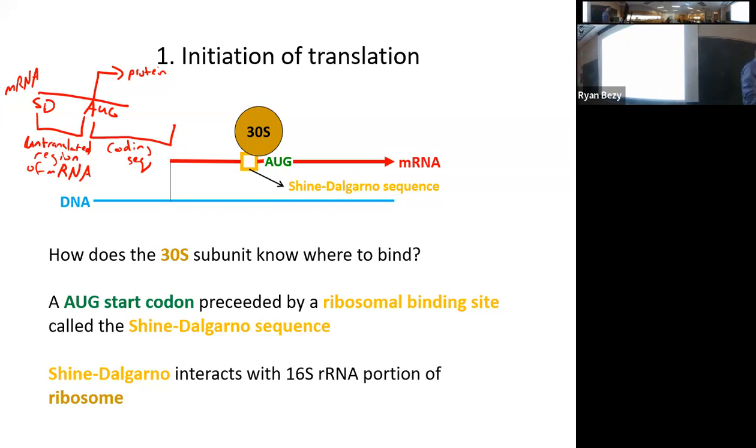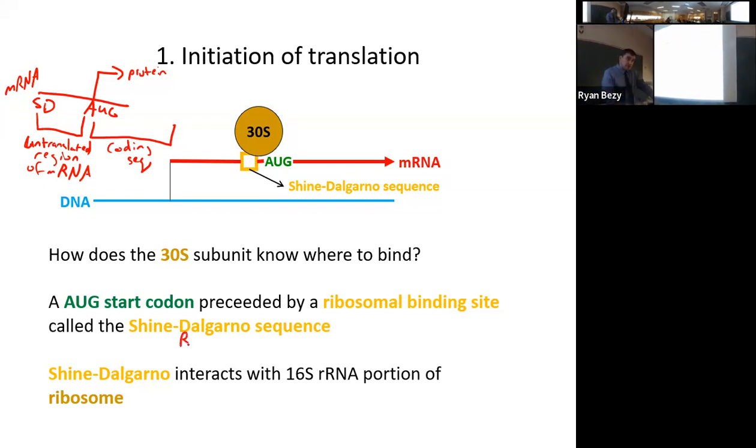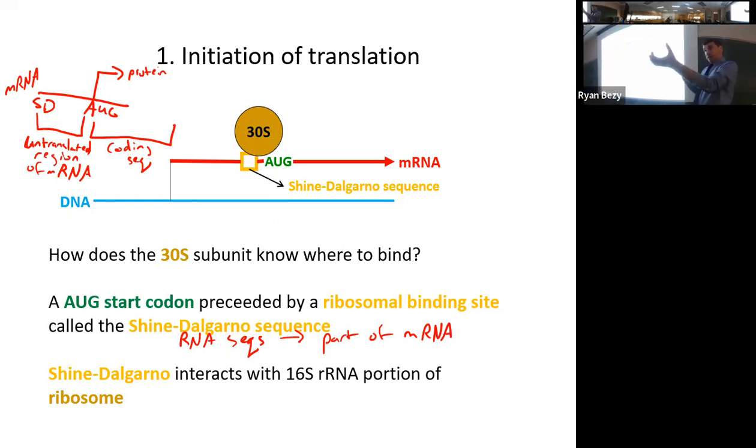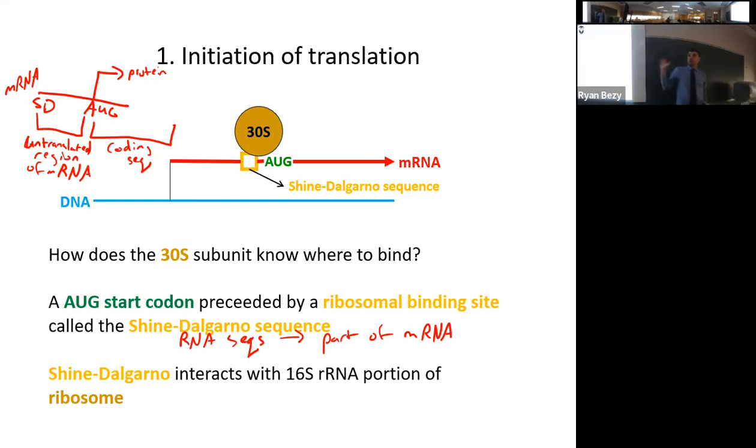These are, again, still RNA sequences. They're part of the messenger RNA molecule, is what I mean by that. But the ribosome recognizes that start codon with the Shine-Dalgarno sequence in front of it. And that triggers the start of translation. Questions about that? Okay.